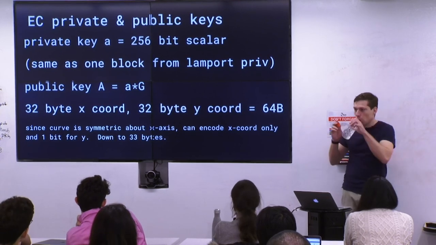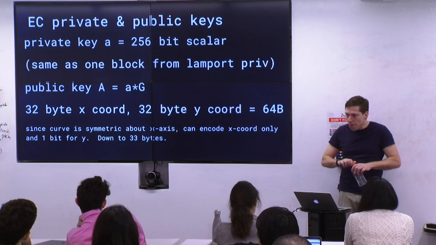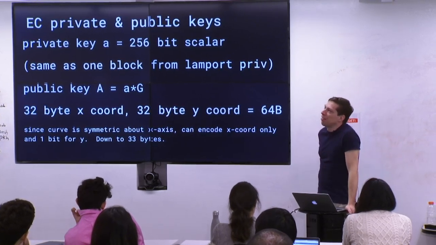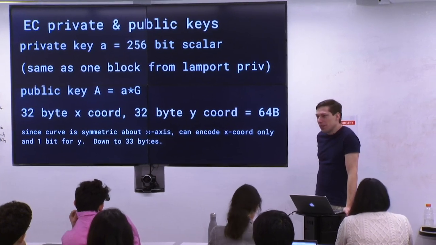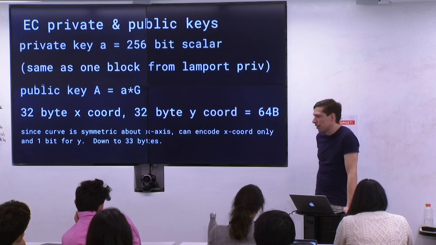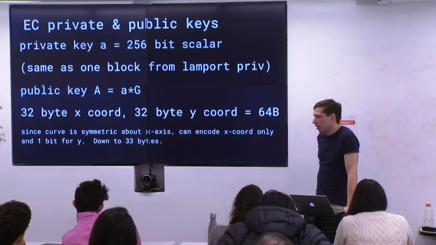Could you encode an angle and say up or down? Could you just put it on an angle? Huh. Probably, but I don't think it would be smaller. I think you'd probably have the same size if you use some other coordinate system.